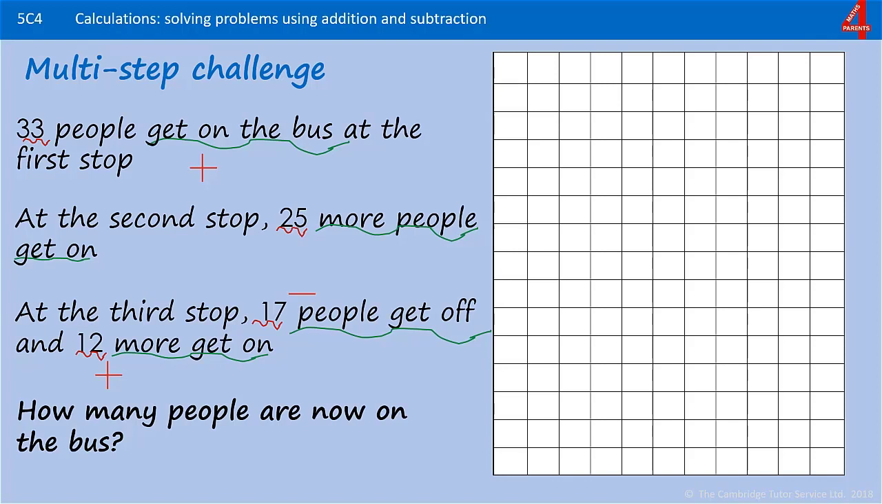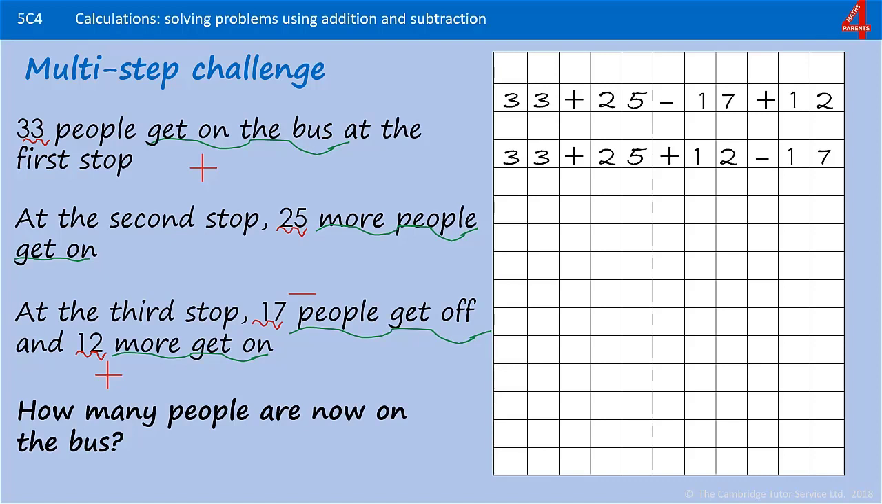If we write out the calculation in the order it's in the question, we have 33, add 25, take away 17, add 12. You may remember from earlier videos that when we're adding and subtracting, it doesn't matter which order you do them in. For this kind of question, it's easier to put all the same operations together. So we're going to put all the additions at the beginning. So that's 33, add 25, add 12, then take away 17. It's easier for us then to keep track of what we're doing.